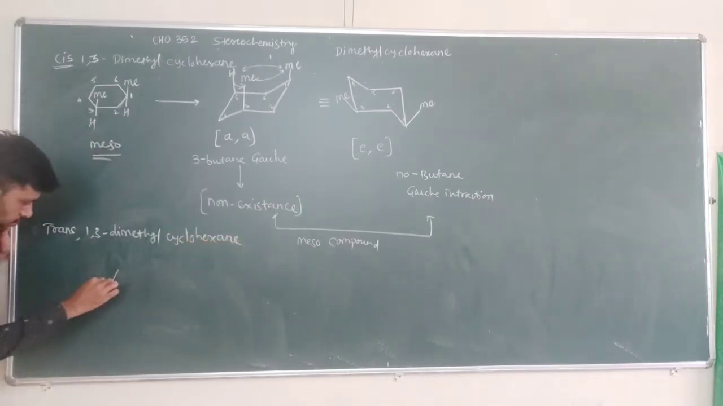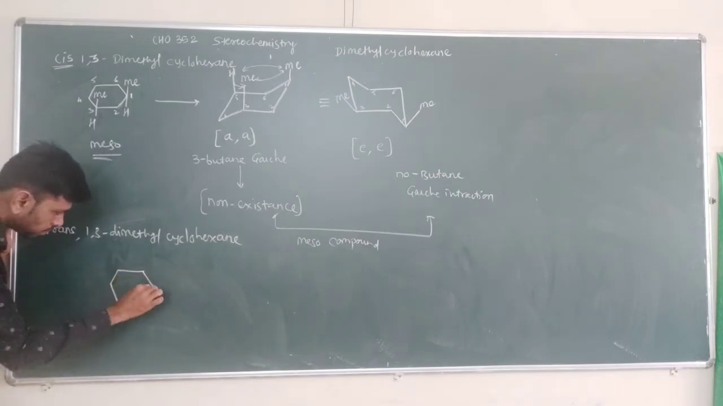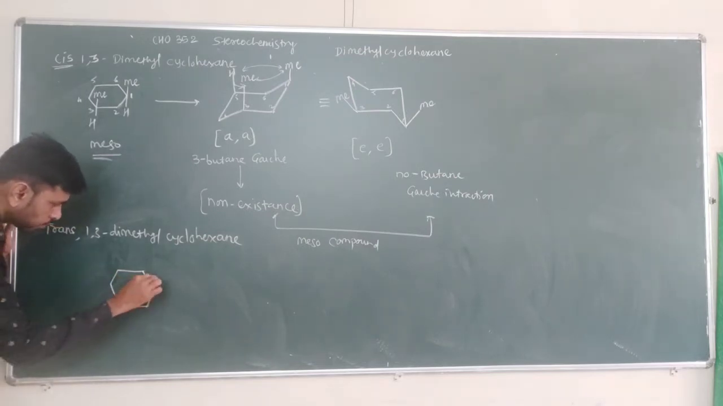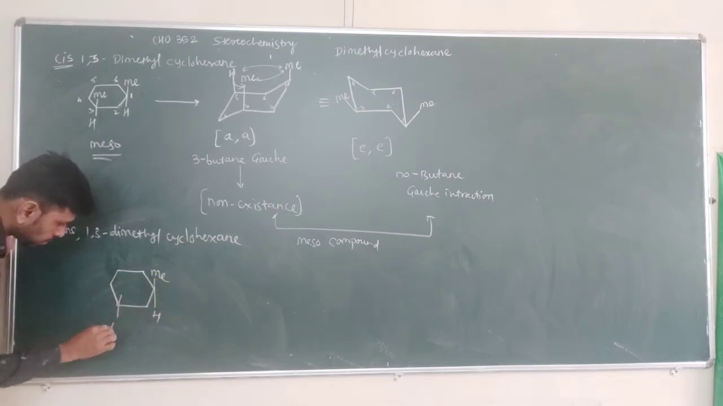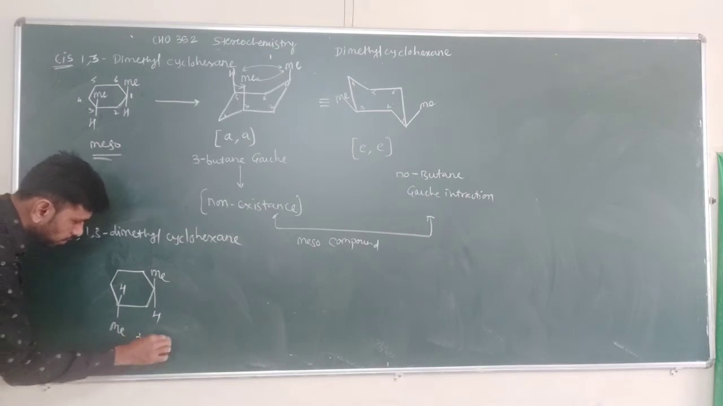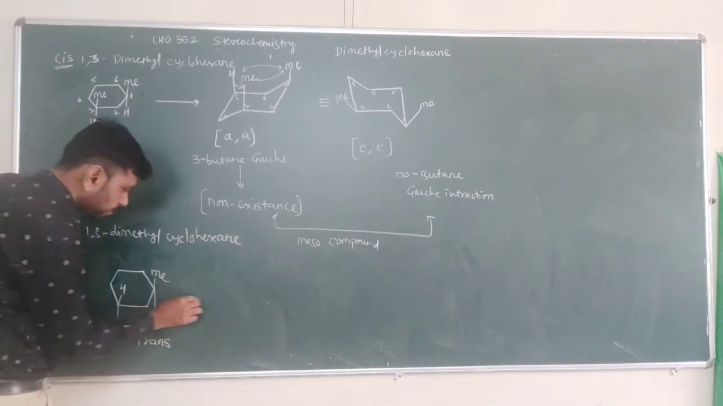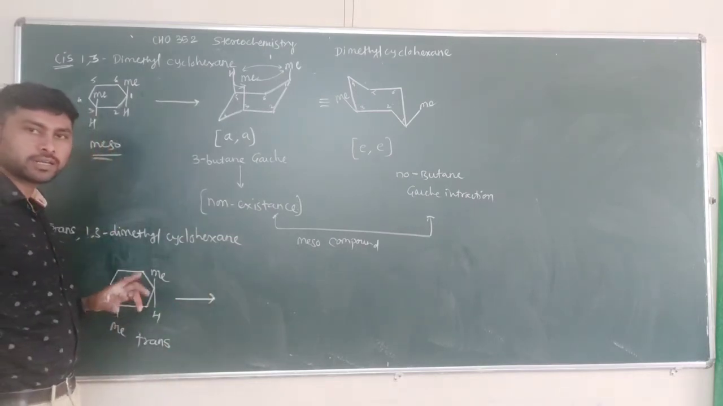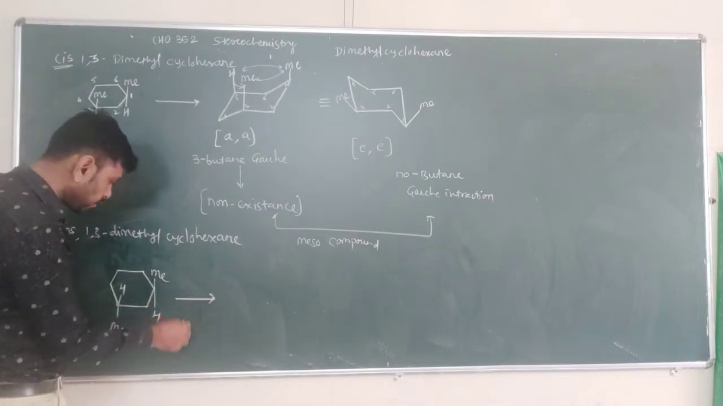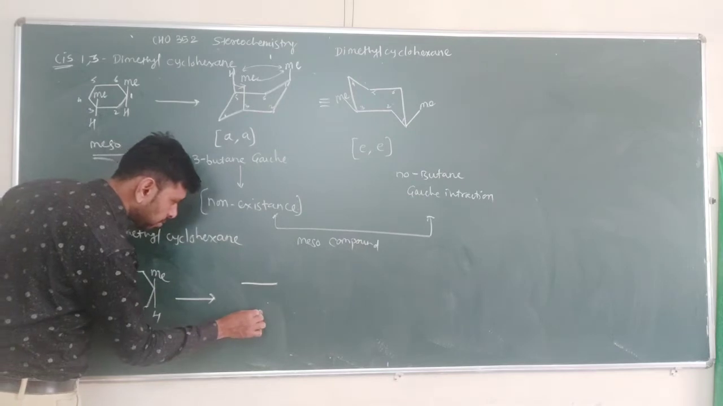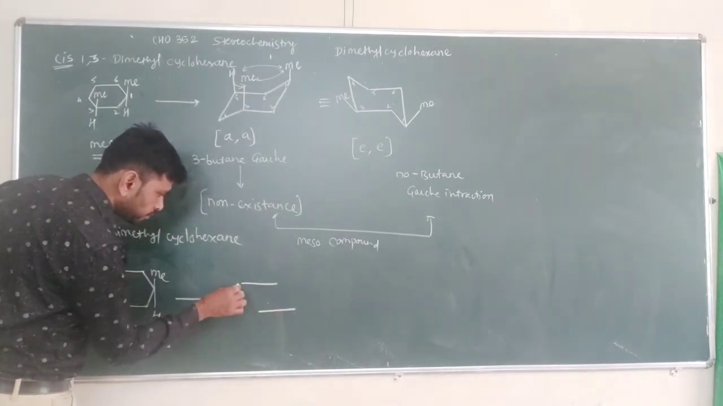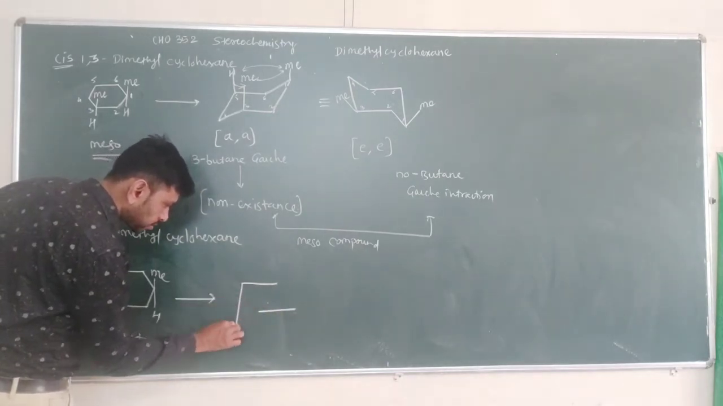See the planar structure first. Here 1 is methyl group upside, this methyl group downside. So this is the trans structure, trans 1,3 dimethyl cyclohexane. Now we have to convert this trans 1,3 dimethyl cyclohexane to chair conformations. So I am drawing blank chair conformations initially.